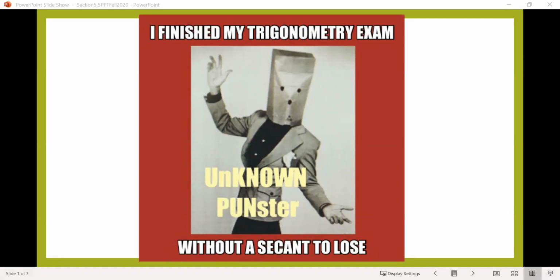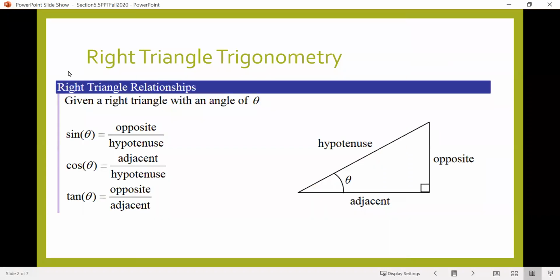In section 5.5, we'll be getting into some uses of trig that are probably more familiar to you because we'll be talking about right triangle trigonometry. If you've seen trigonometry prior to this class, it's probably been in the context of right triangles. In this section, we're going to define our trig ratios, sine, cosine, and tangent, in a little bit different way.